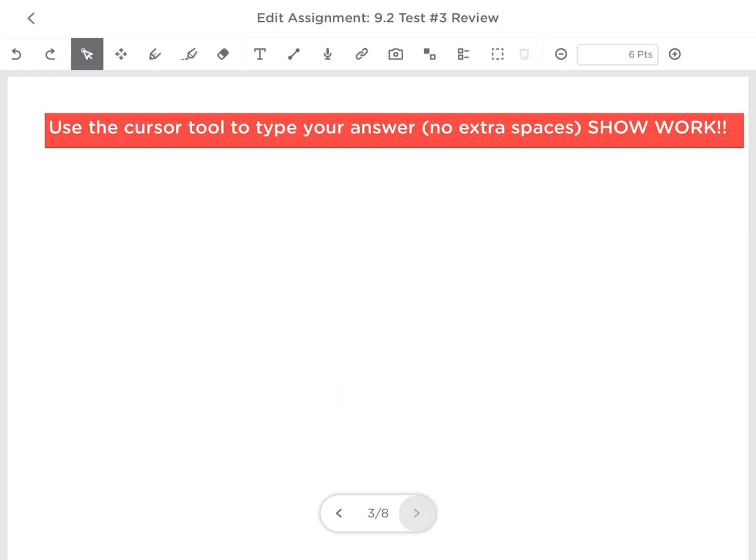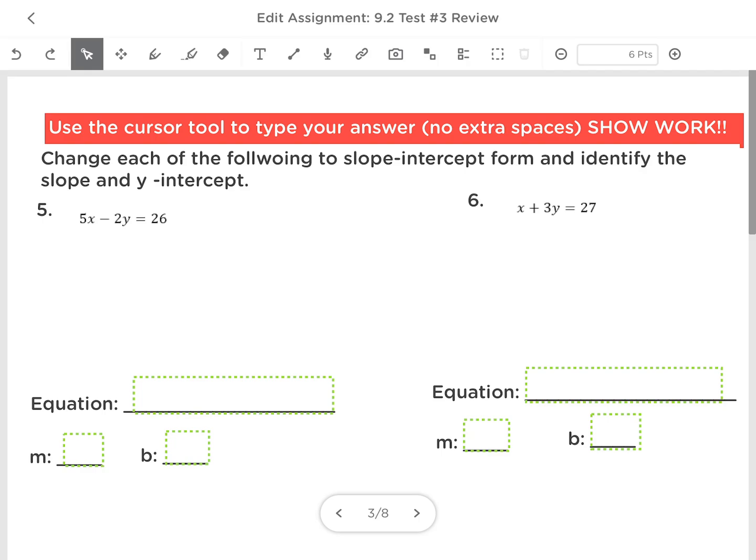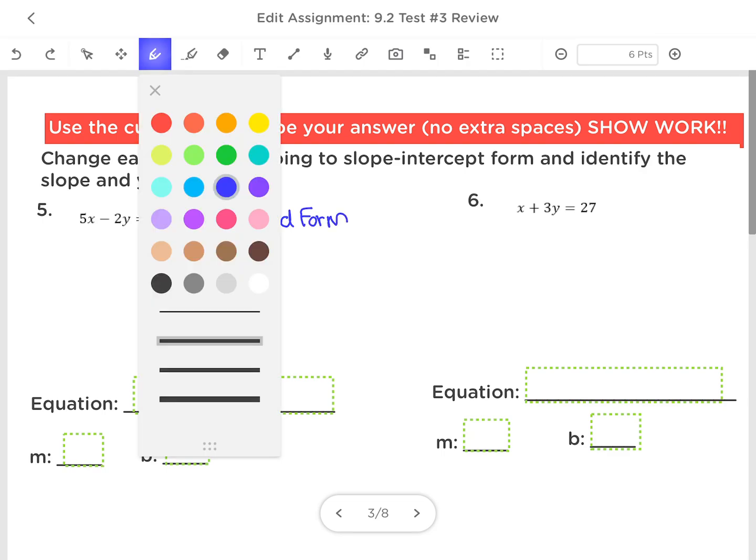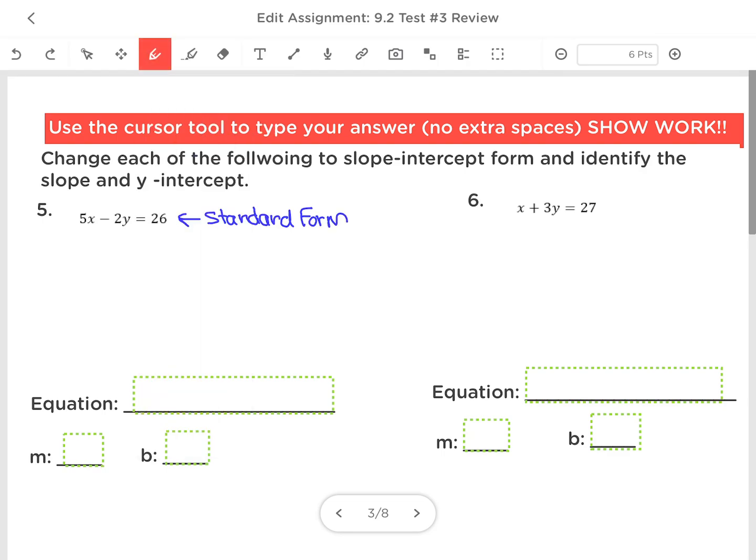Okay. Looking at the next one, it says change each of the following into slope-intercept form. Identify the slope and the y-intercept. So currently, this is in standard form. Okay, to go to slope-intercept form, which is what it wants, first we need to move over the non-y term. So let's look and see what we got. So line through the equal sign.